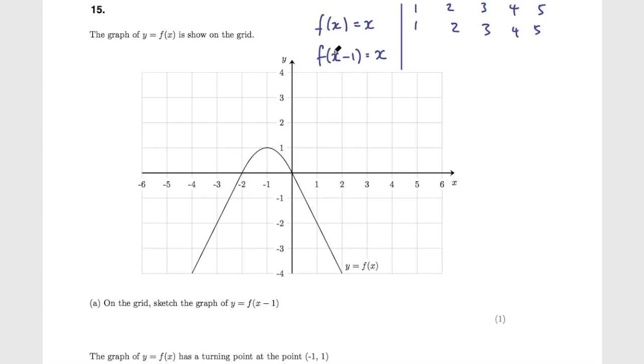F of x minus 1, you need to subtract 1 from each x value. So if x is 1, subtract 1 to get the y value, that would be 0. And then 2 minus 1 is 1, 3 minus 1 is 2, 3, 4. So you can see, if we plot these quickly, f of x equals x, that's the same as y equals x. That will be 0, 1, and 1, 2 and 2, 3 and 3, etc. Just like that. And then for f of x minus 1, when x equals 1, y is now 0. When x is 2, y is now 1.